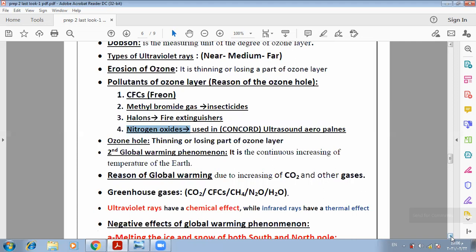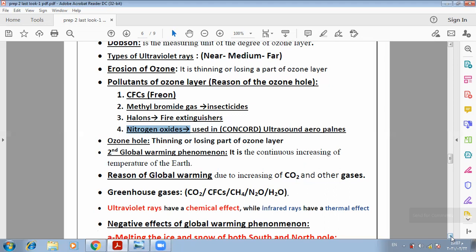من ضمن البوينت مهمة جدا احنا اتكلمنا كتير عنها في الليسن ده اننا جبنا سيرة الألترا فايوليت ريز والإنفراريد، ليها علاقة برضو أو ليها ريزون مهم جدا في الجرين هاوس فينومينا. طيب إيه الفرق بينهم؟ الكويستشن ده بيجي كتير قوي في الاكزامز سواء كومبليت سواء تشوز، يعني من ضمن الأسئلة الإمبورتنت قوي. Ultraviolet rays has chemical effect.